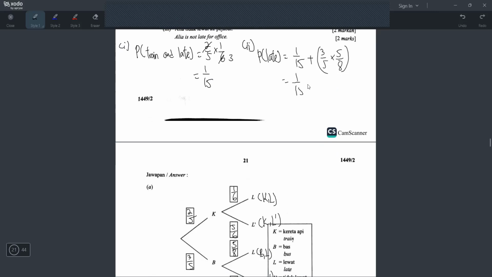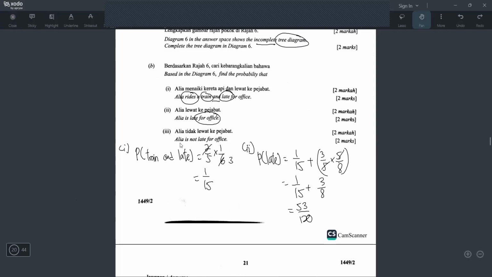So it becomes 1 over 15 plus, with 5 can cut, left with 3 over 8. And then this one, you can use calculator to help you. Let me press. 53 over 120. That's what my calculator gives me. So I will just write the answer here.